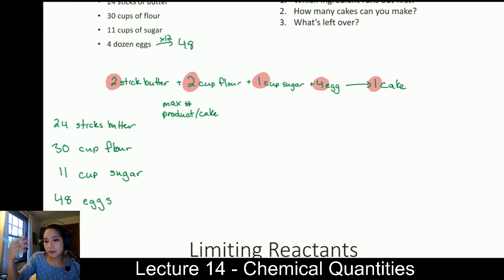Once you get the max numbers for all 4 ingredients, you can look at what is the lowest amount. What will run out first? What is the lowest amount of cakes you can make? Because that is your limiting reactant. That's what determines the amount of cakes you can make at the end.